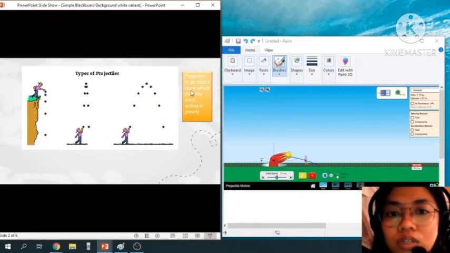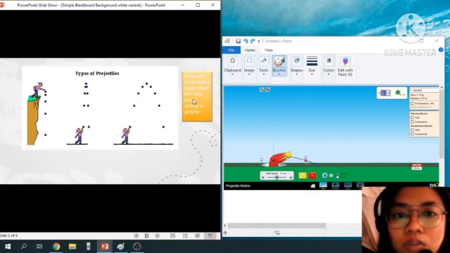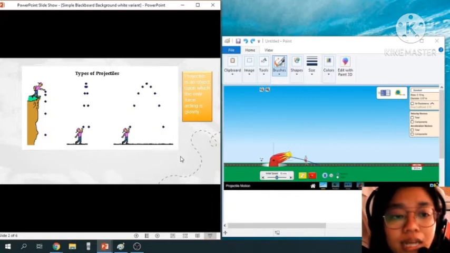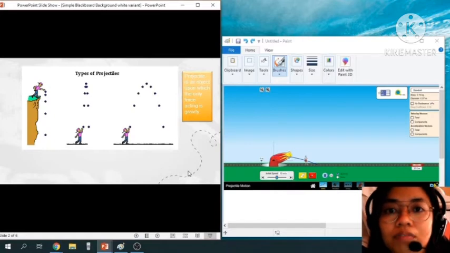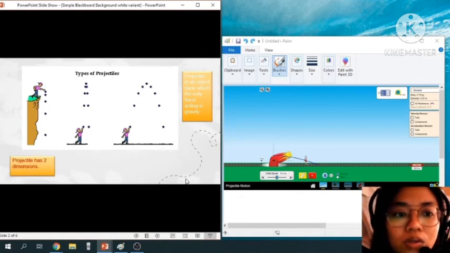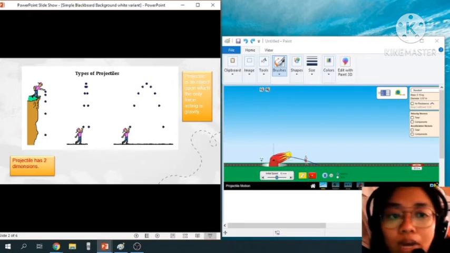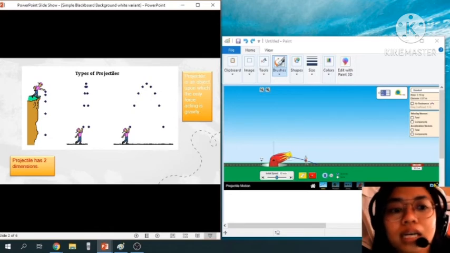It is an object upon which the only force acting is gravity, because it moves vertically mostly and horizontally. So it has two dimensions: the vertical and the horizontal. When we say vertical, it is symbolized by y, and horizontal is symbolized by x.